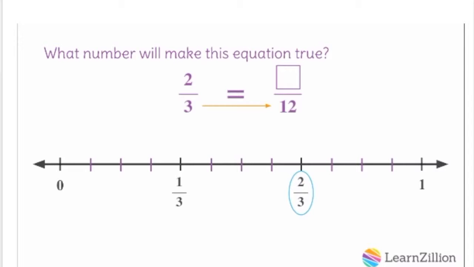Fractions are equivalent when they represent the same distance on the number line. 2 segments will not represent the same distance. We can count how many 12ths represent the same distance as 2/3. 1/12, 2/12, 3/12, 4/12, 5/12, 6/12, 7/12, 8/12. 8/12 is equivalent to 2/3.